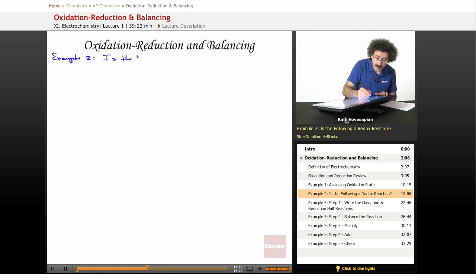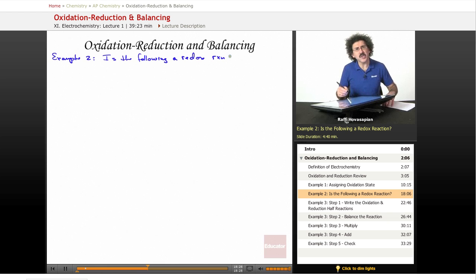Is the following a redox reaction? If some of this is strange, I would encourage you to go back and take a look at the previous lesson where we actually talk about assigning oxidation states. I write out the rules. I talk a little bit more in depth about oxidation reduction. This is just sort of a recap to get things going again.